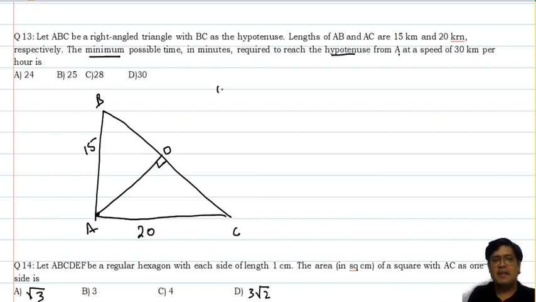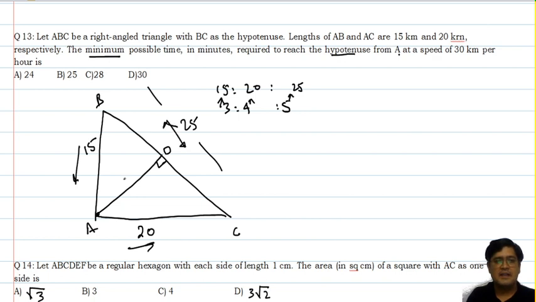If this is 15, the next side being 20, they are in the ratio of 3 by 4. So the third side must be in the ratio of 5. This is 5 times, this is 5 times, this has to be 5 times. So 25 is the hypotenuse. Now, see, whether I use this as perpendicular and this as base, or I use this as base and this as perpendicular, it is the same triangle, same area.